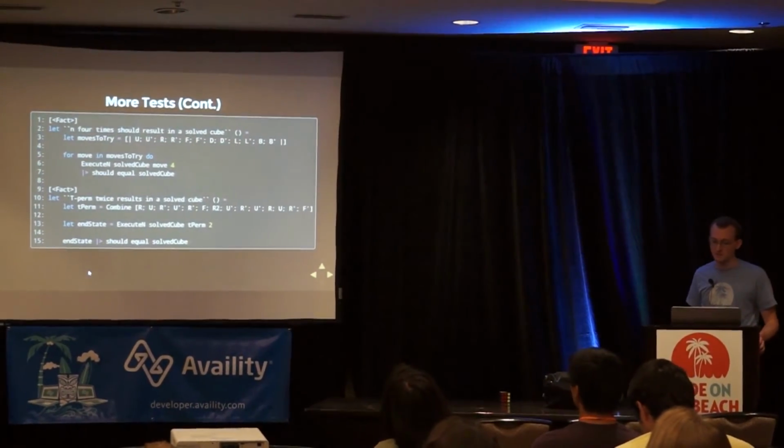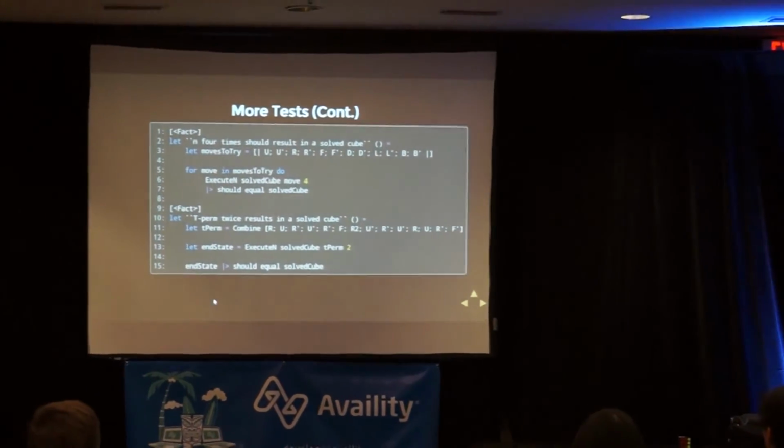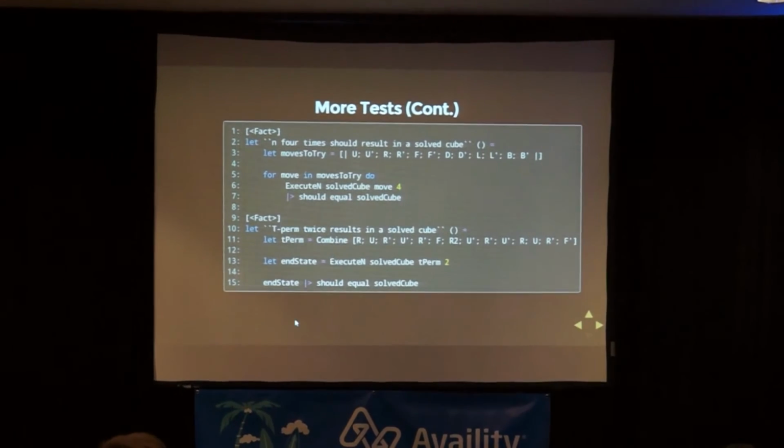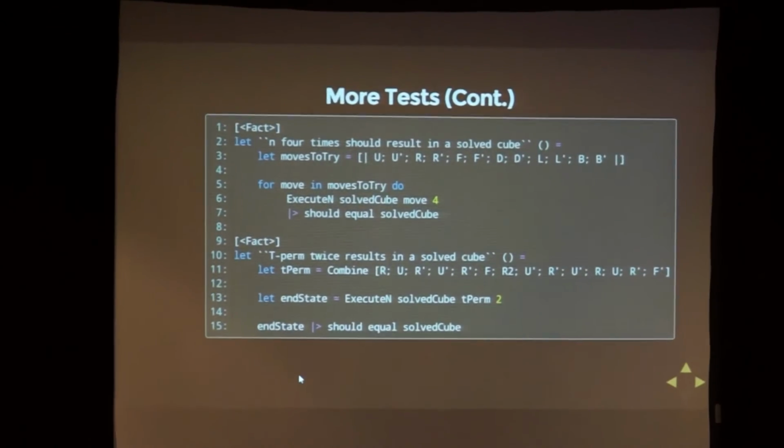So some more tests. There are some useful properties to know about the cube that, when I'm creating the solver, I want to test to make sure that my turning mechanism is working correctly.